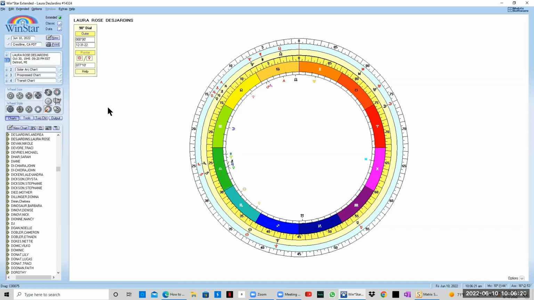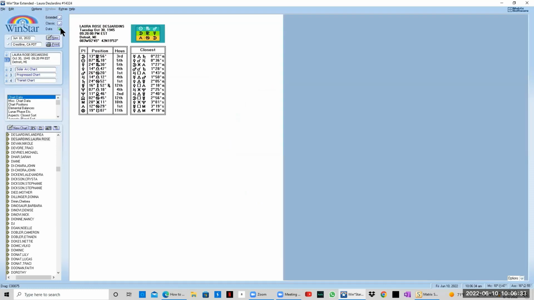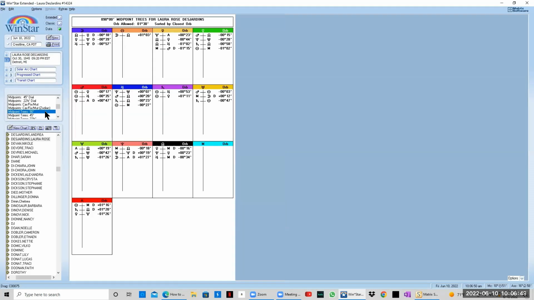So let me show you the midpoints now, how you get those. You go up to extra and you go to the, wait a minute, I have to switch this over to the data. And then in data, you're going to go down until you see midpoint trees. And you want midpoints 90 trees, but you want it to actually say trees. So right there it is.